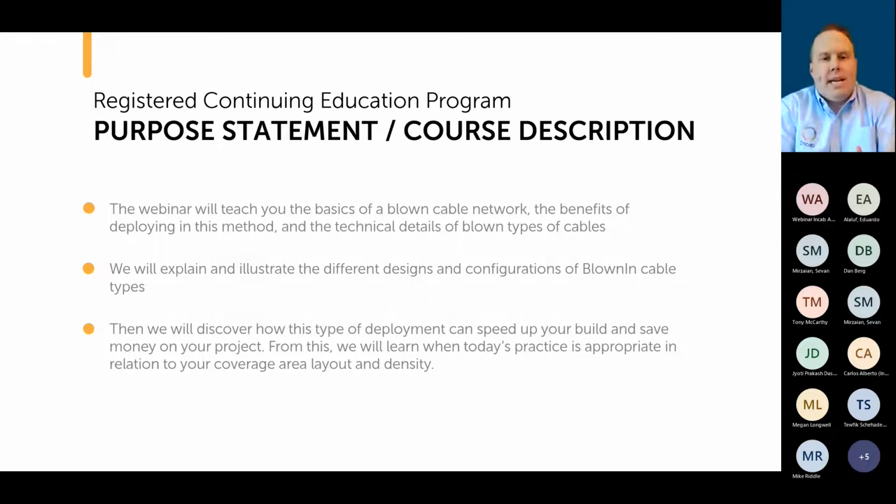So what we're going to do today is talk about the basics of a blown cable network. What are the benefits of deploying this method, as well as the more technical details of the cable itself. And then we'll look at the different designs and configurations of these groups of cables, and really talk about how this kind of deployment can speed up your network build, help save you money, and what the benefits are of not only this type of cable, but using this type of network in your build as a whole.